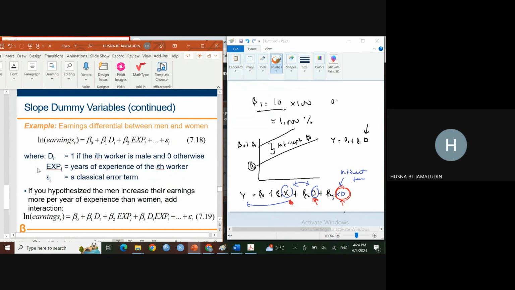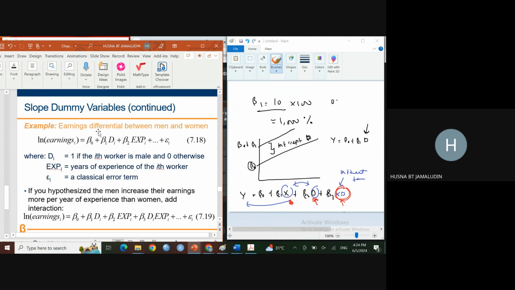Okay, so let's look at the example. So far so good? Silence means okay, because I'm trying to make sure that I can cover some questions. So for clarity, the example is the earning differential between men and women.